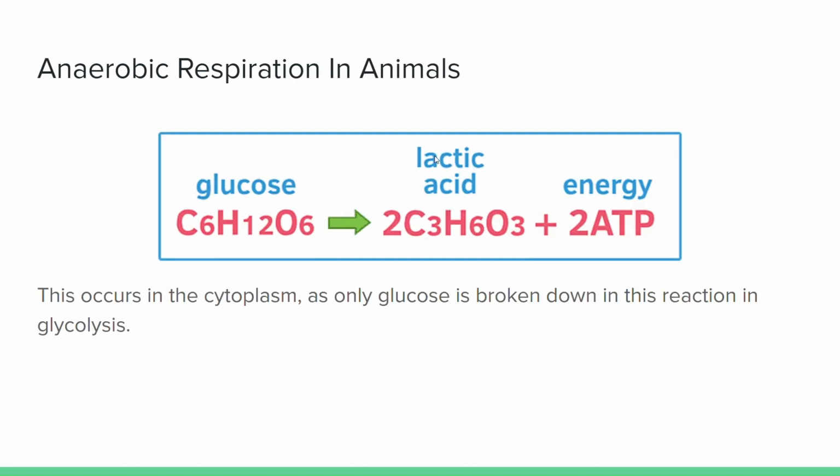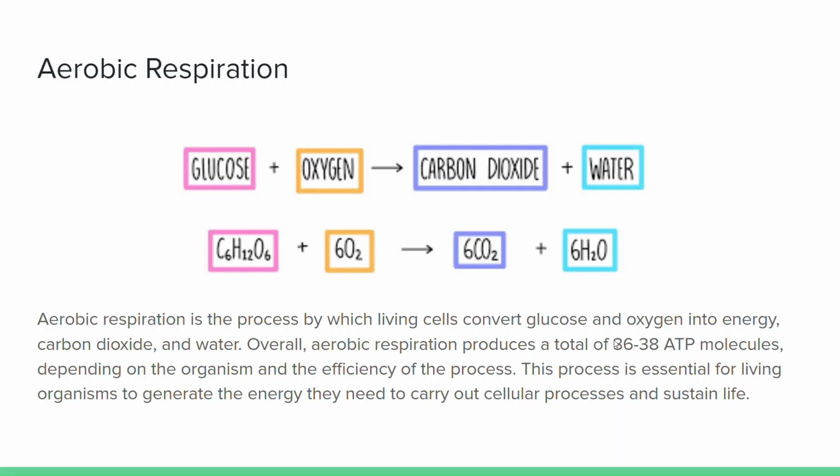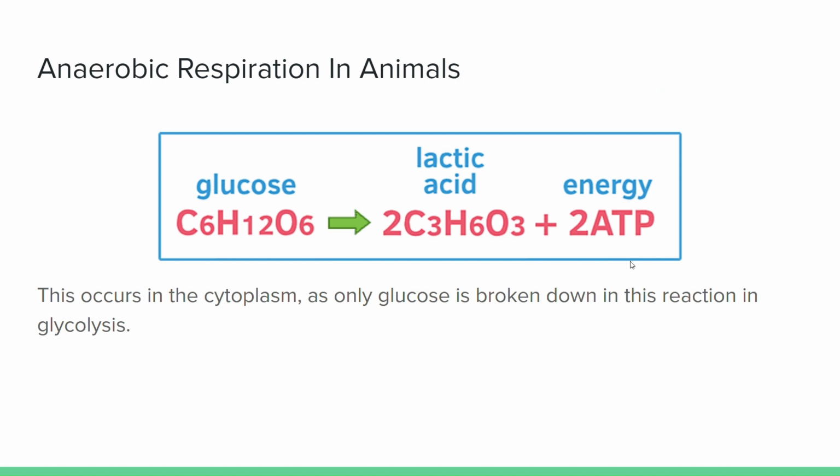Then the other type of respiration, anaerobic respiration. This is the breakdown of glucose into lactic acid and energy. The main difference here is that this is respiration without the use of oxygen. And as you can see back here, aerobic respiration results in 36 to 38 ATP molecules, while this only results in 2 ATP. So it's pretty obvious that this is a much less efficient method of respiration.